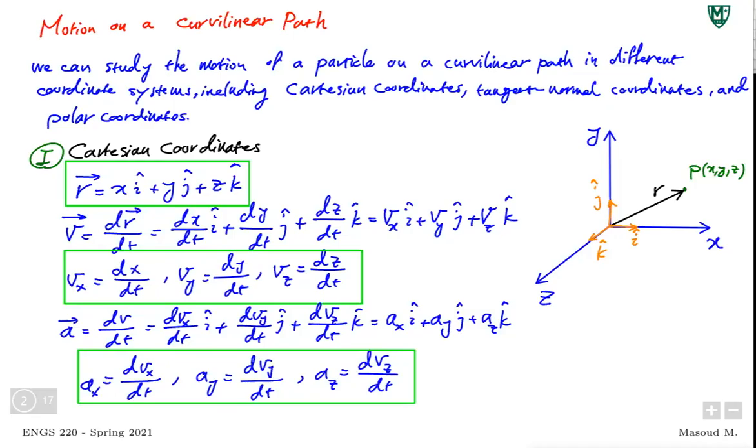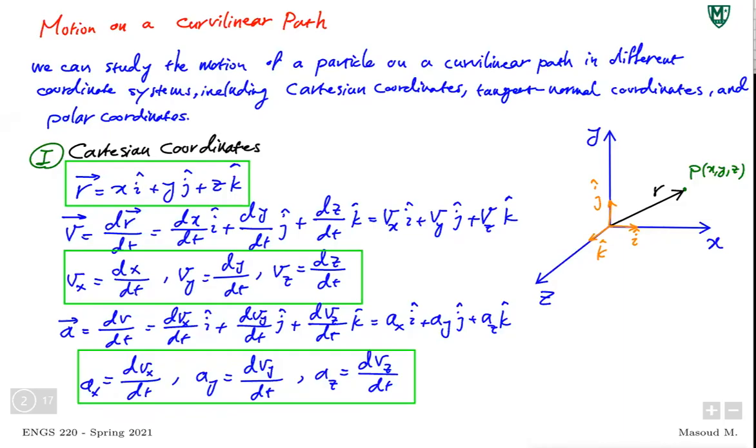Now we were talking about motion on a curvilinear path, and we said we're going to use different types of coordinates. To be exact, three types of coordinate systems. Now, the first type would be Cartesian coordinates that we talked about.